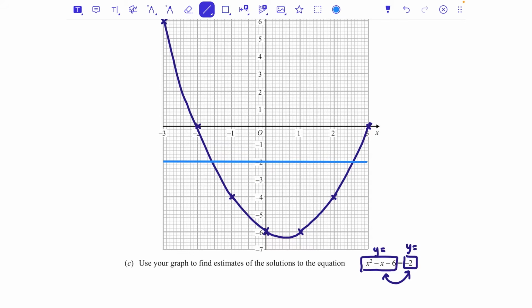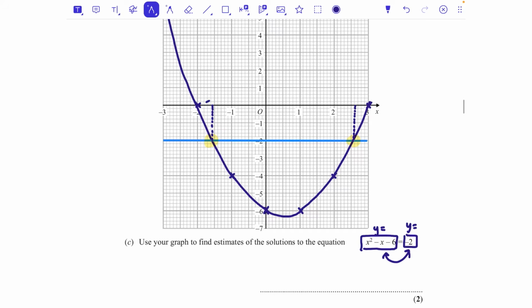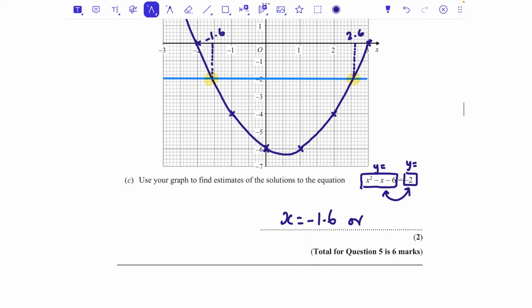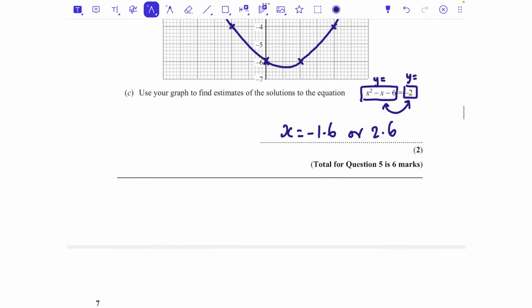It's not asking when it equals 0, so we're not doing the roots here. We're saying when does it equal -2. And that happens here and here. So I'm just going to look up from there and up to there and then state those two values. So I'm going to say that that's -1.6 for that one and 2.6 for that one. So x equals -1.6 or 2.6, positive 2.6. Well done if you got those.